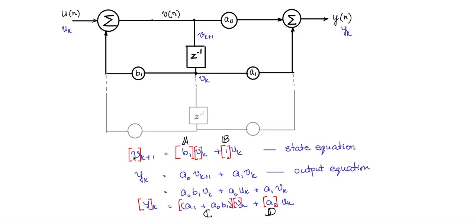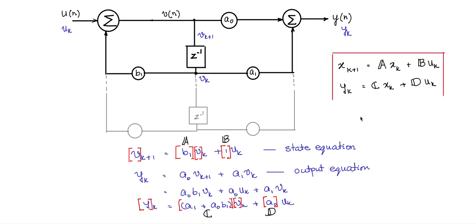The state variable vectors are called X, right? So if I write this generic equation, it will be of the form x at k plus 1, the state vector at k plus 1, equals A matrix times the state vector at instant k plus B matrix times the input vector at k. Then y at k equals C into the state vector at k plus D into the input vector at k instant. So this is the generic state equation.